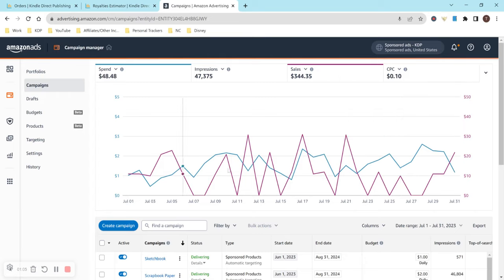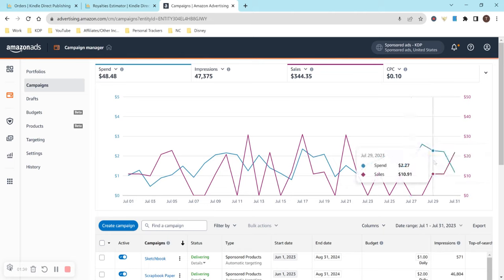So it did fluctuate every day, and it is a little bit nerve-wracking when I'm running a low-budget campaign like this, especially the scrapbook paper one, which is a lottery ad campaign, because some days my ATOS will get pretty high, but then other days my ATOS will be pretty low. So it kind of fluctuates quite a bit. I did up the budget to $2. I'm not sure if I did that in July or in June, but the scrapbook paper is $2 a day and sketchbook is $1 a day.